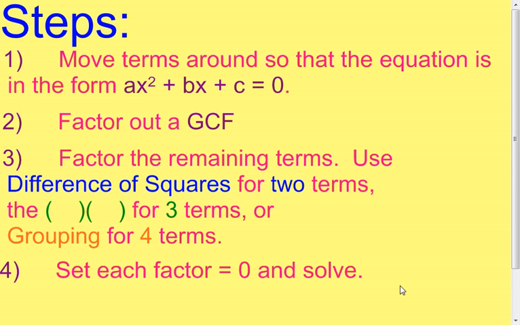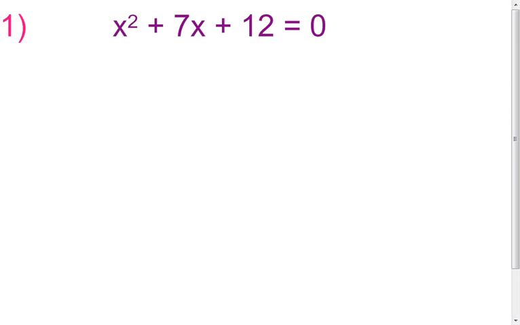First of all, the first thing you want to do is make sure that you have your equation set equal to 0. Then, of course, you want to pull out anything you can pull out, factor out the GCF. And then, once you figure that out, you kind of have 3 methods to do. You can use the difference of squares if you have 2 terms. You're going to undo the FOIL if you have 3 terms, or you're going to factor by grouping if you have 4 terms. And then, of course, once you get it factored, you're going to set each term equal to 0 and solve. So here's our first one.